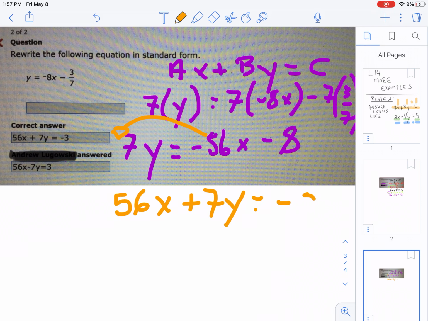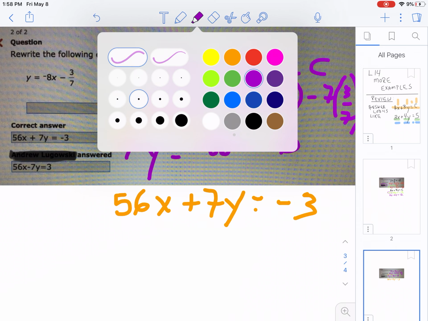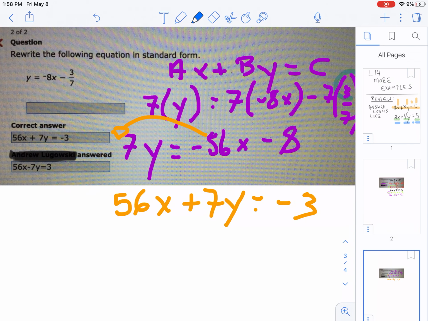negative 3. So I made a mistake here, and I'll show you what it is. I saw this number as an 8 and wrote it as an 8, but it's not. It's actually a 3. So I'm just going to change that to a 3. So this would become negative 3 and negative 3. So 56x plus 7y equals negative 3.